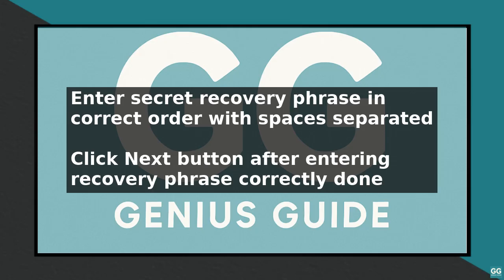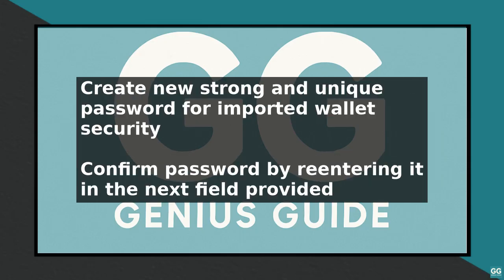You will then be asked to create a new password for your imported wallet. Choose a strong and unique password, and confirm it by re-entering it in the next field. After setting up your password, click on the Import Wallet button to complete the import process. Your wallet will now be imported and connected to the Phantom Wallet extension. You can verify this by checking your wallet balance and transaction history.